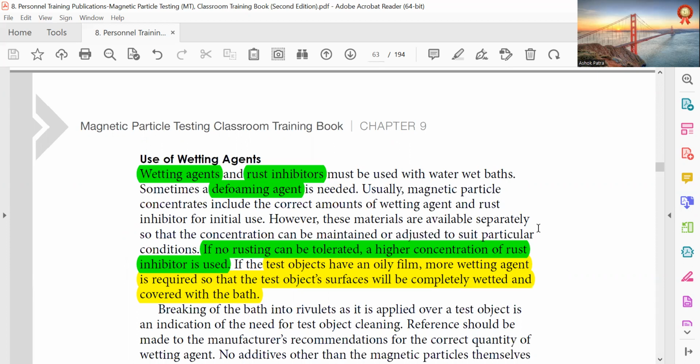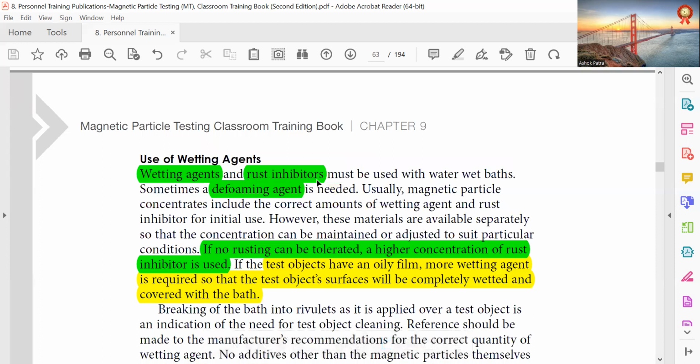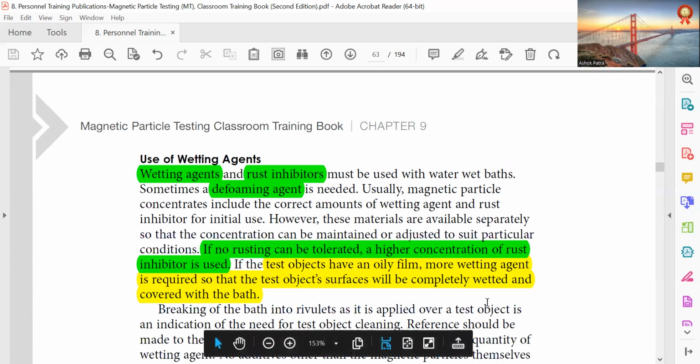There are some glass powders they can use for developer, but not for this. Sorry. Use wetting agents, rust inhibitors, defoaming agents. You can put them inside this. If you are preparing yourself, you can put all these things. Or else formulations come from good companies, so you don't have to worry about these things.